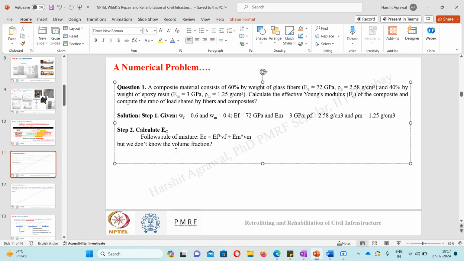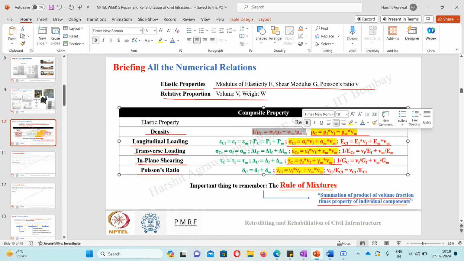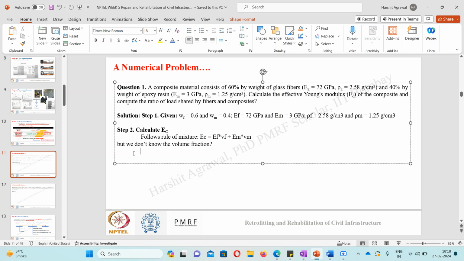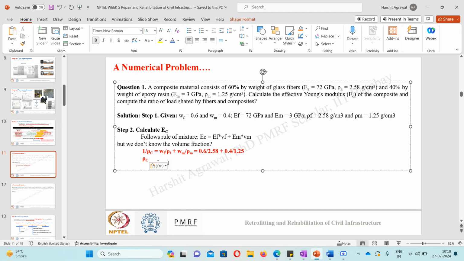Okay, so in terms of weight fraction, we can write density of composite like this: 1 upon rho c is equal to wf upon rho f plus wm upon rho m. So this is nothing but 0.6 upon 2.58 plus 0.4 divided by 1.25. Okay, upon solving, you will get rho c is equal to 1.81 gram per centimeter cube.